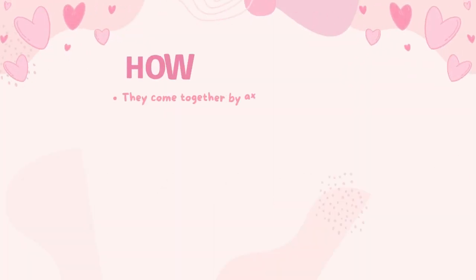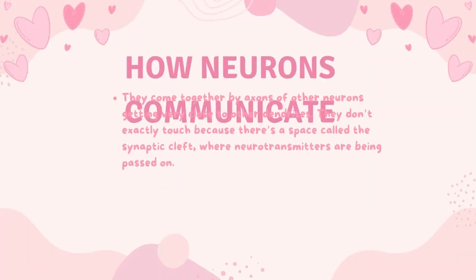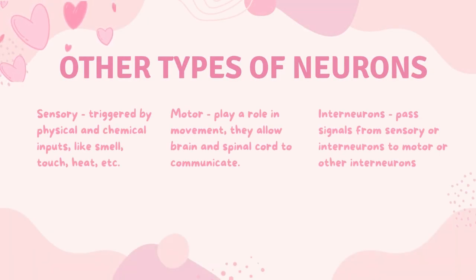Next, other types of neurons. Sensory neurons are triggered by physical and chemical inputs like smell, touch, heat, and etc. Motor neurons play a role in movement and they allow the brain and spinal cord to communicate. Interneurons pass signals from sensory neurons or interneurons to motor neurons or other interneurons. They are the ones in between.